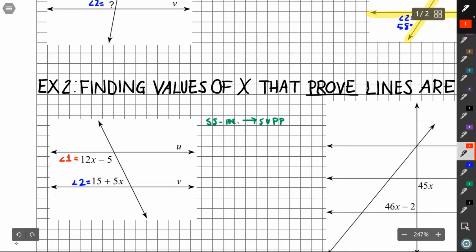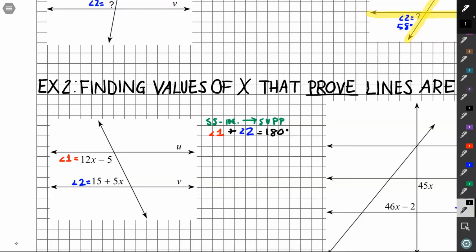So angle 1 plus angle 2 is going to equal 180. Didn't want to pick the other color. Equals 180. There we go. Now I'm going to take my numbers and plug them in.